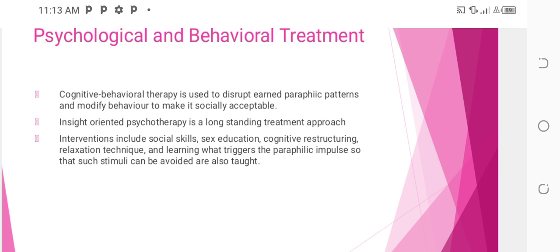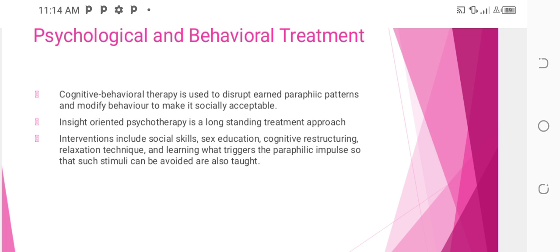Psychological and behavioral treatment. Cognitive behavioral therapy is used to disrupt paraphilic patterns and modify behavior to make it socially acceptable. Insight-oriented psychotherapy is a long-standing treatment approach. Interventions that are used include social skills, sex education, cognitive restructuring, and relaxation techniques. Learning what triggers the paraphilic impulse, so that such stimuli can be avoided, is also taught.